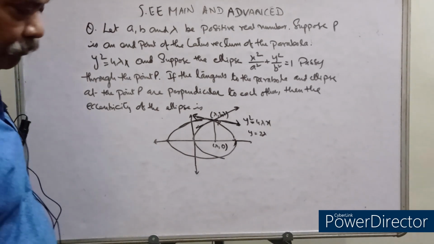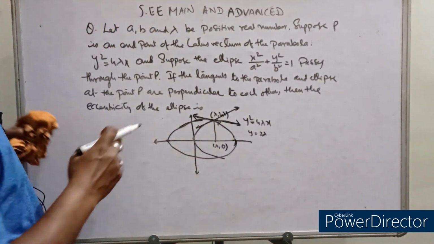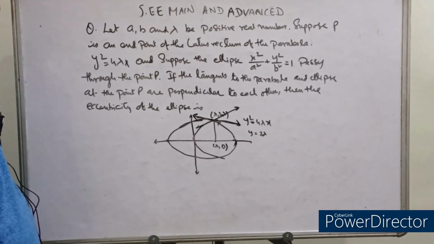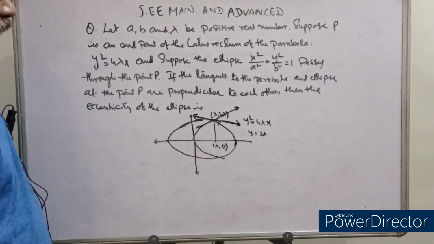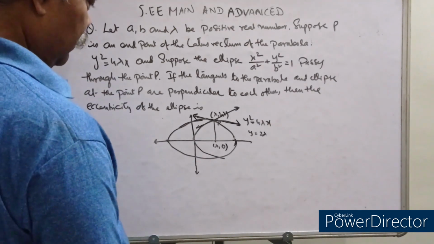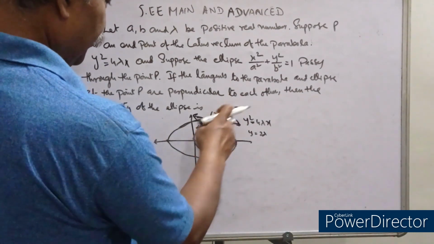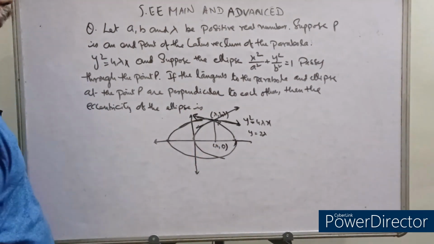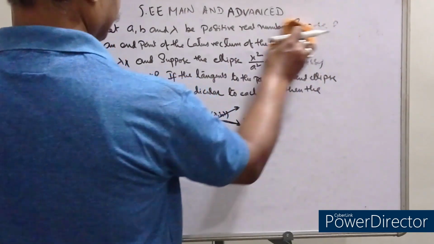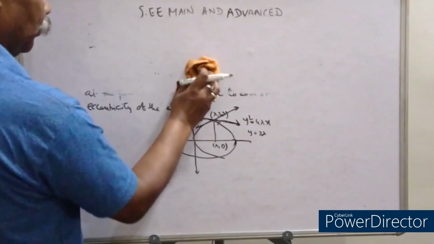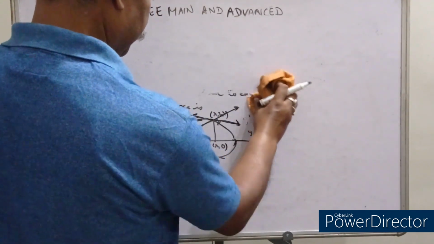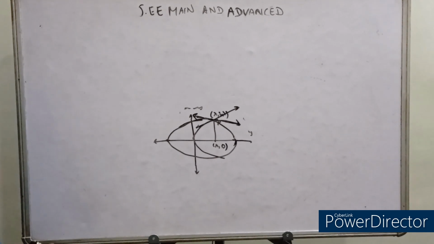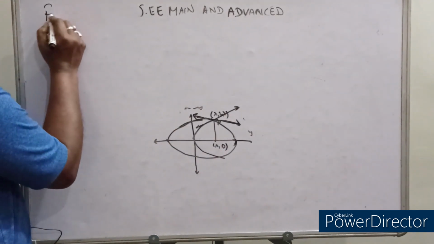To solve this question, how to solve it? First of all, let me find out the slope of the tangent at point P for the parabola. Let me first of all find out the slope of the tangent at point P for the parabola.